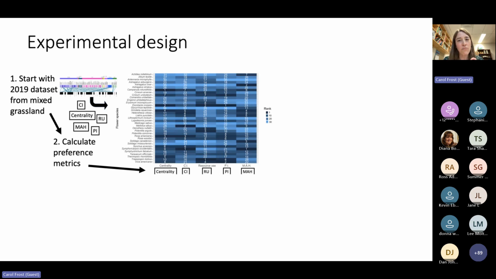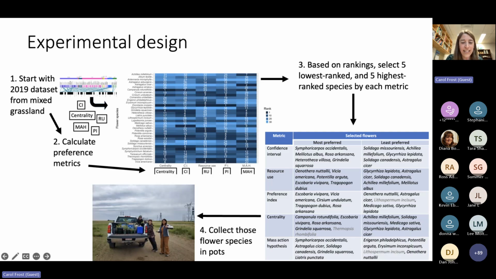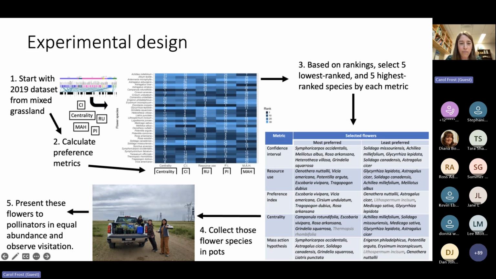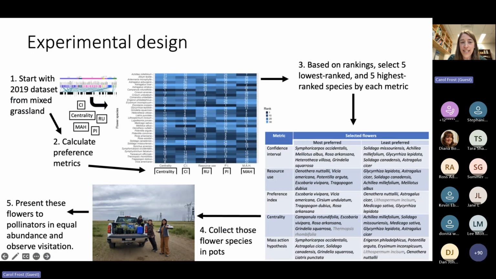So she started with that same 2019 data set from the mixed grassland that we already talked about, calculated the preference metrics. Then based on the rankings given to each flower by each preference metric, she chose the 5 lowest ranked and 5 highest ranked species by each metric, and then collected those, dug them up and put them in plant pots from the Mathias Research Ranch, and presented those flowers to pollinators in equal abundance and observed visitation of all of them. So she did this in 2 ecoregions. Here's Rachel and her helpers doing this in the dry mixed grass ecoregion. Now, this is the same ecoregion from which this data set was collected.